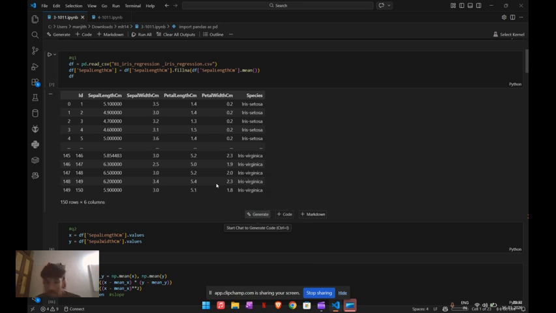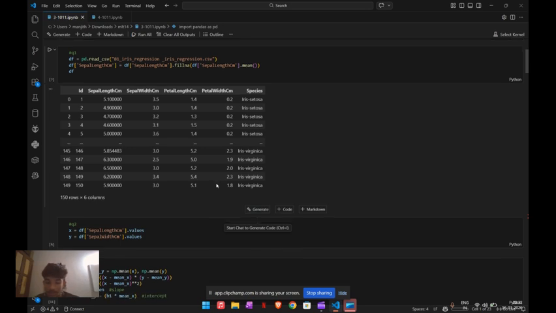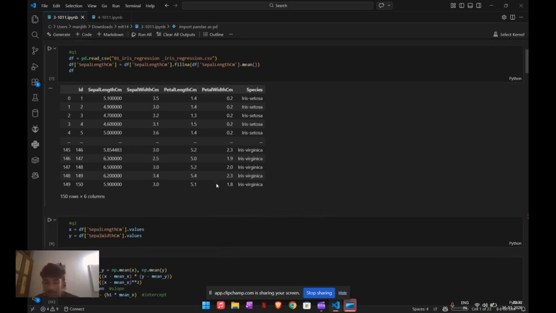In a regression analysis, we separate variables into independent variable x and dependent variable y. The independent variable is used to predict the dependent variable. For example, sepal length may be used to predict sepal width.